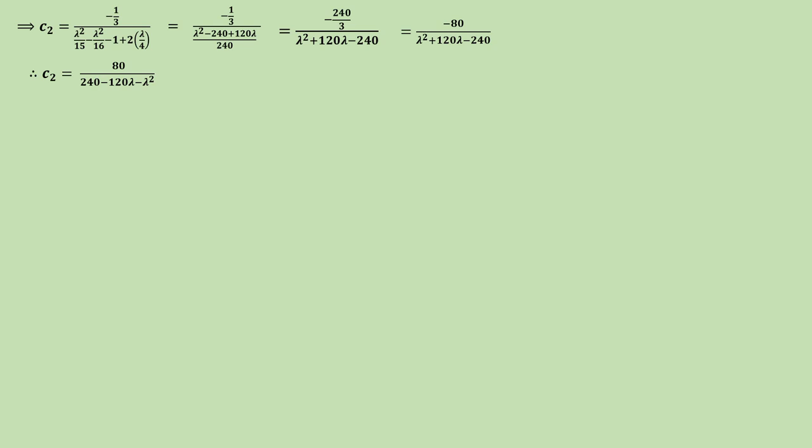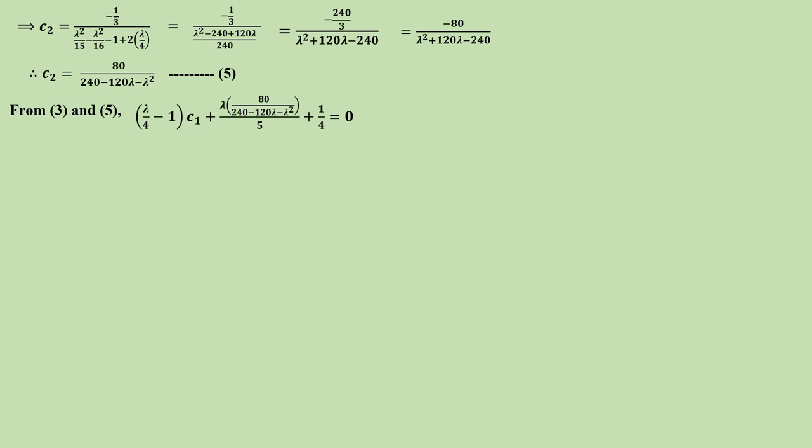So minus, multiplying by minus numerator and denominator, minus will get cancelled. So 80 by, multiply the denominator with the minus, so it will reverse, right, 240 minus 120 lambda minus lambda square, that is C2. That is equation number 5. From 3 and 5 substitute the value of C2 in 3.